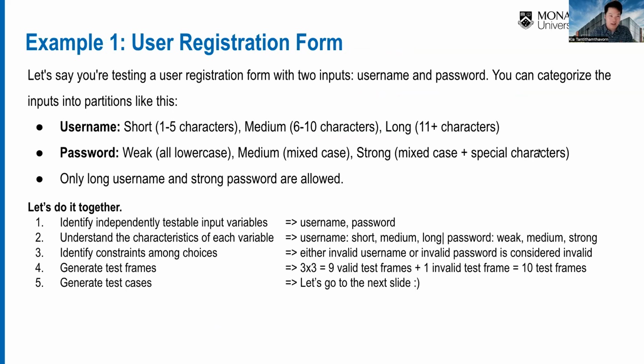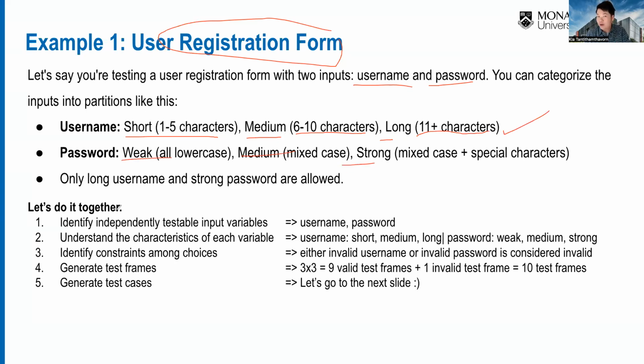Okay, let's take a look at this example. I'll try to add as many examples as possible as well. So this is a user registration form, okay? And normally for the user registration form, there are 2 key input variables, right? The username and the password. Based on the requirement here, they split the username into 3 equivalence classes: short, 1 to 5 characters; medium, which is 6 to 10 characters; and long, anything that is more than 11 characters. And for password, we have weak, medium, and strong.